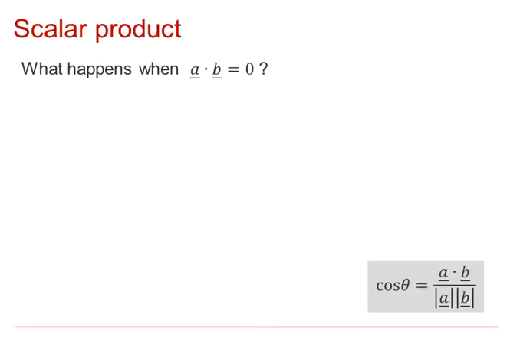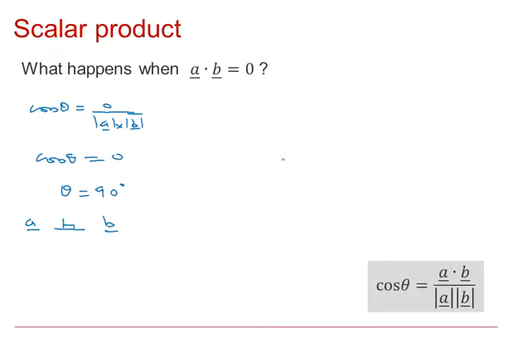So what happens if a dot b is 0? If a dot b is 0, then we get cos theta equals 0 over the magnitude of a times the magnitude of b. Now we know that the magnitude of a and the magnitude of b can't be 0, because that would mean the vectors were null vectors, and we are looking for the angle between two vectors. So it must be that cos theta is 0. That means that theta is 90 degrees and a is perpendicular to b, and that's a commonly used symbol for perpendicular. a is perpendicular to b.